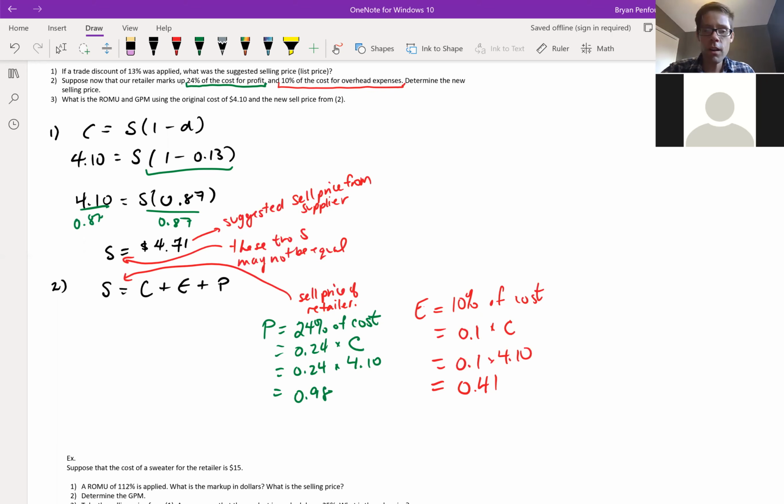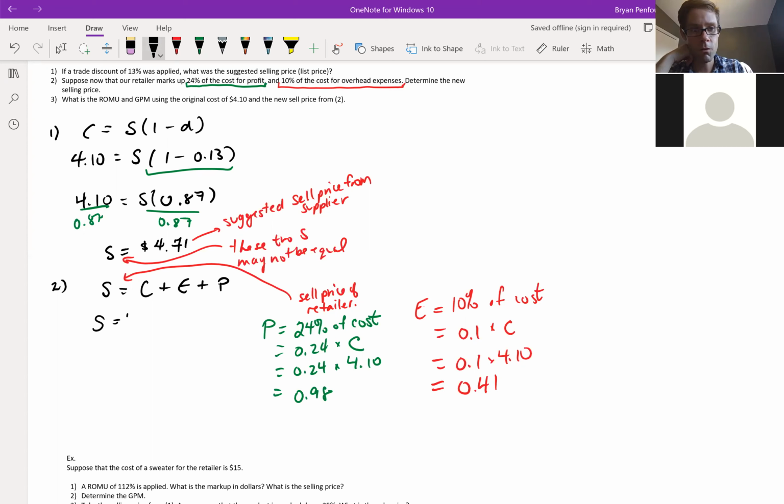So there you go. Whether or not you're using the letters exactly, I'm hoping that you can at least intuitively interpret this. You know what the cost is. I'm sure you can calculate 24% of the cost. Otherwise, I'd probably have a bit of a problem with you in this course. And if you know the cost is $4.10, I'm hoping you can calculate 10% of the cost. So these are all the values that we need to calculate our selling price.